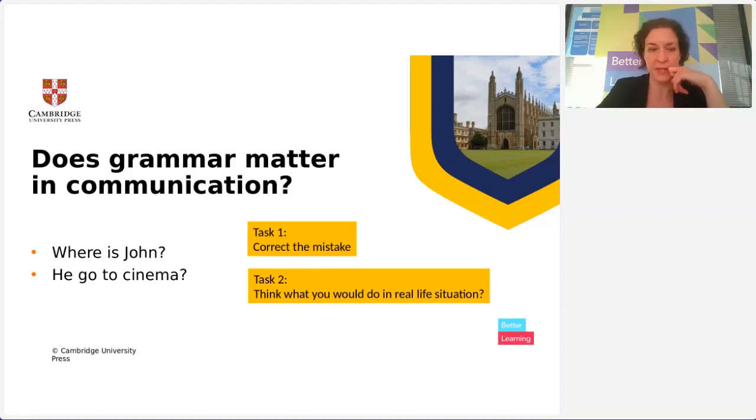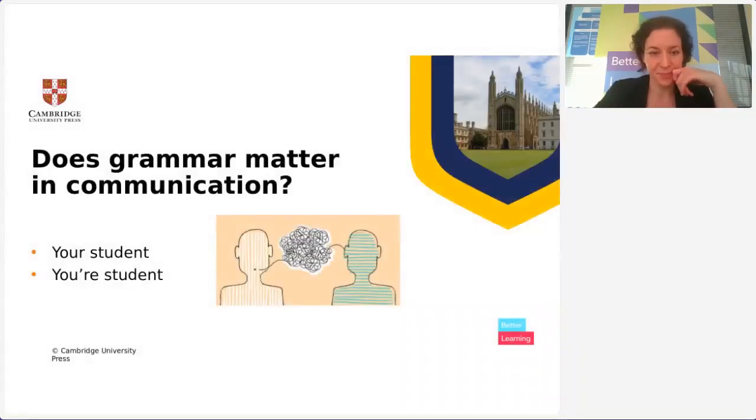So why do we need grammar in this case? And what is grammar in this case? Let's have a look. If your student is speaking and we pronounce it, it doesn't matter. But if we write it somewhere, it might lead us to miscommunication, right? Because "your student", we know you are a teacher and this is your student. "You're student" means exactly the opposite. So depending on the context, of course, this might cause a problem.